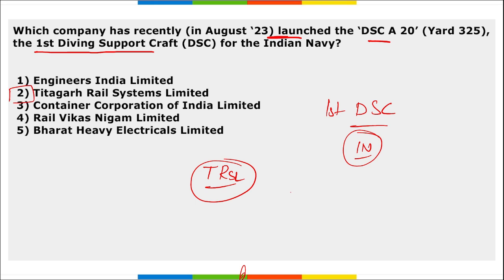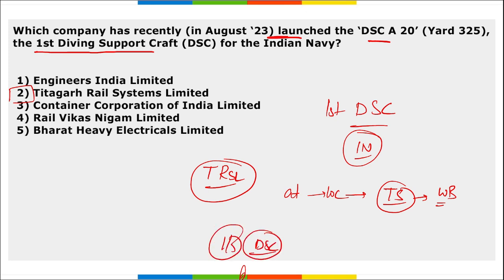This was launched for the Indian Navy, and this was launched at, location is also important, Titagarh Shipyard. And where is this Titagarh Shipyard? This is located in West Bengal, correct? And this will be one of the first 5 DSC vehicles to be delivered to the Indian Navy, and the total contract for all these 5 vessels will be 175 crore rupees, correct?